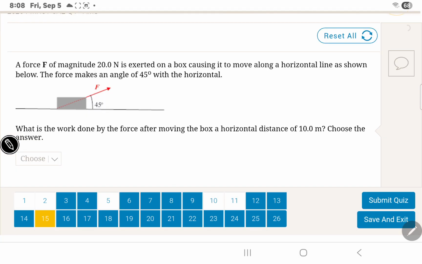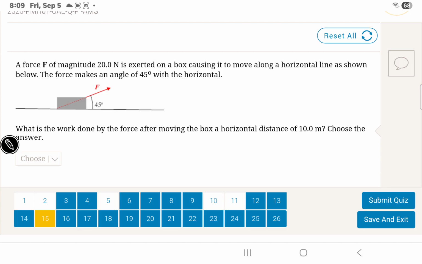Question 15 now. A force F of magnitude 20 newtons is exerted on the box, causing it to move along a horizontal line as shown below. The force makes an angle of 45 degrees with the horizontal. What is the work done by the force after moving the box a horizontal distance of 10 meters?